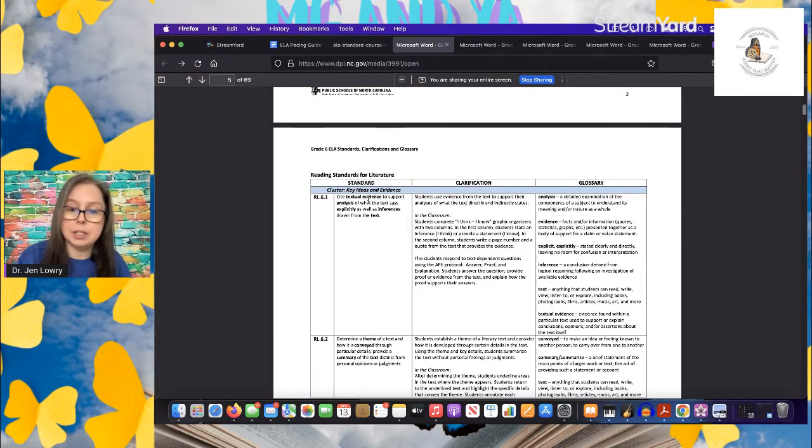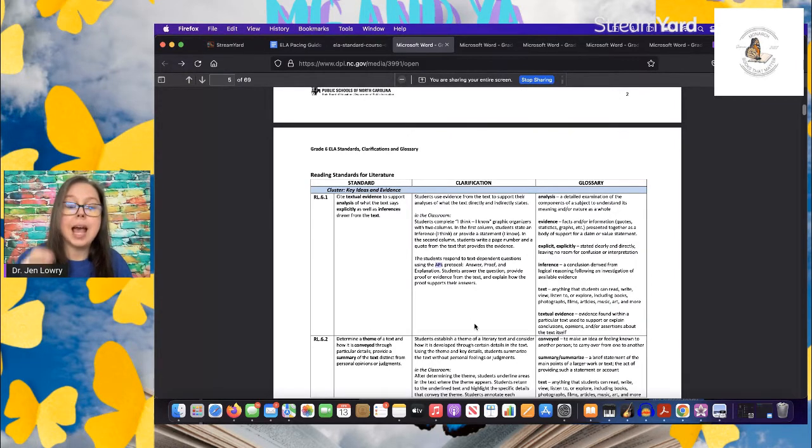When you see the standard here, you will see that this is the one we talked about, textual evidence, right? Well, look at the glossary over here. Words that your students should be able to know, and these are content tier 2 words. You can also look at clarification. So in the classroom, it gives you tips.